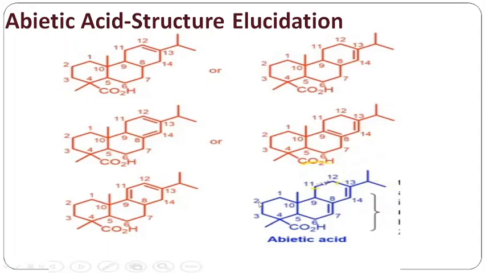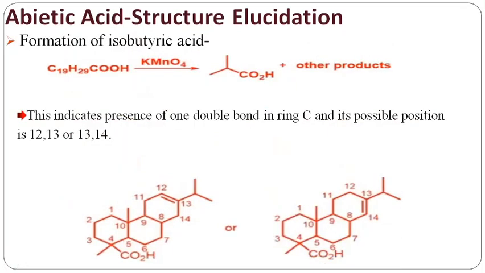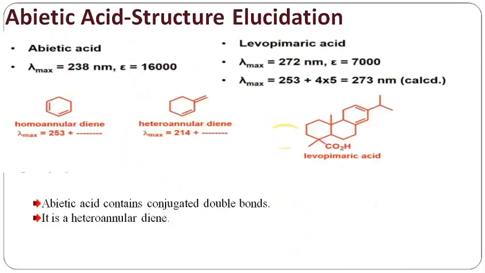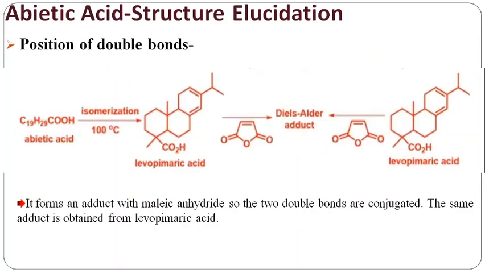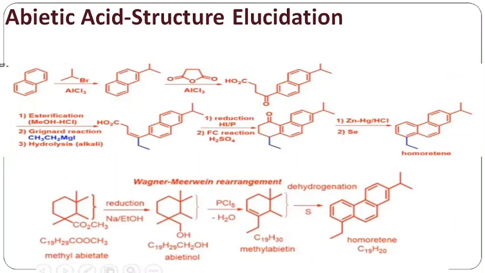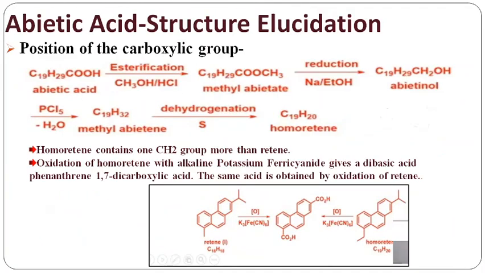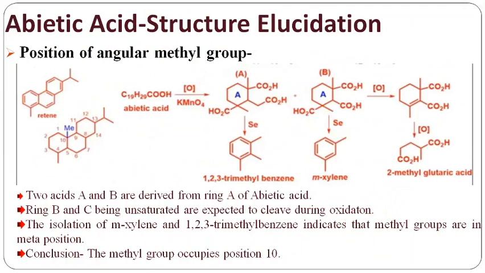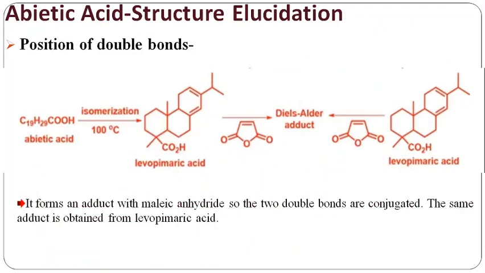So while dealing with these reactions, the very important points to assign, as you can see here, are: one, the position of the carboxylic acid, very important from the examination point of view; secondly, the position of the angular methyl groups; and third, the position of the double bonds.